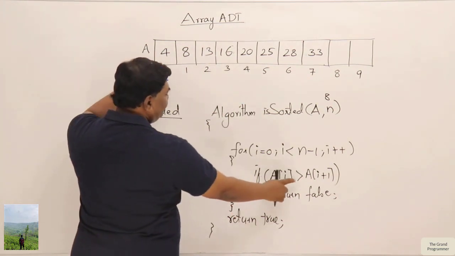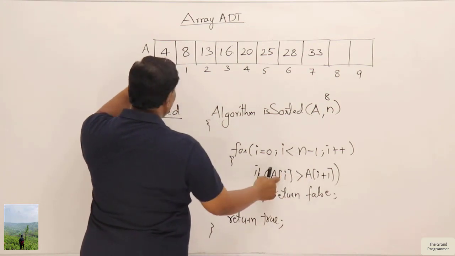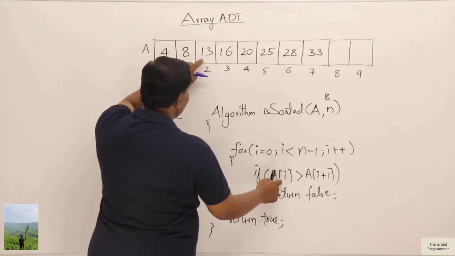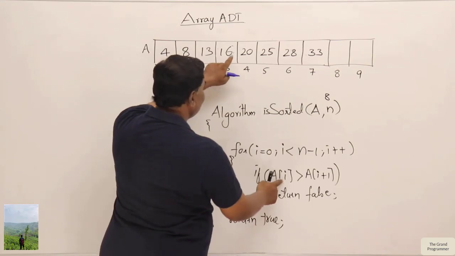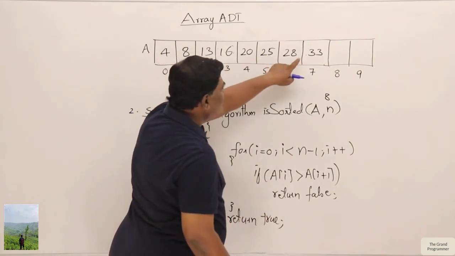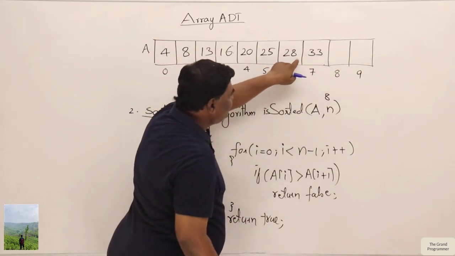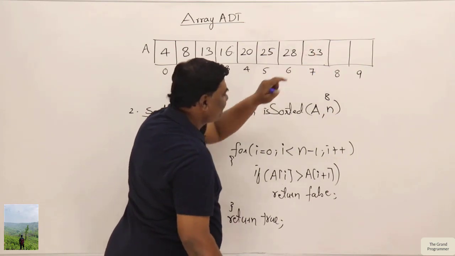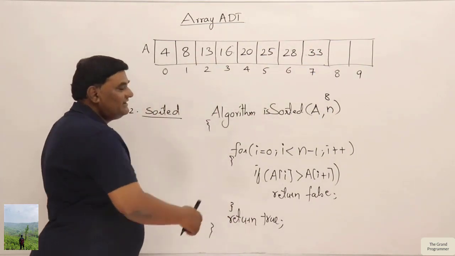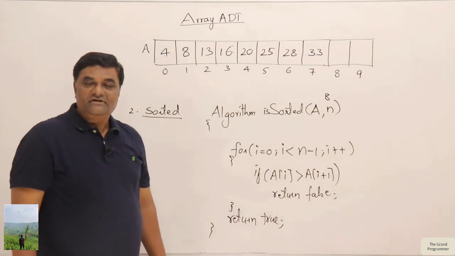So it will check this one with this one, right? This is not greater, then this is not greater than this one, not greater than this one, not greater than this one. So till here it will check not greater. Here it will stop, come out of the loop and say true. So your list is already sorted.